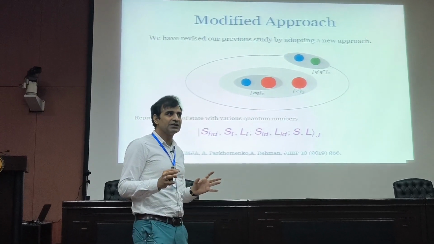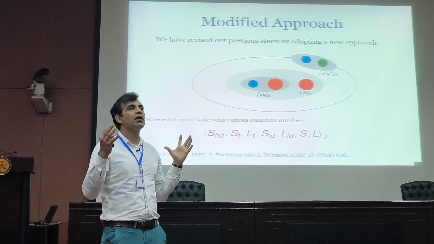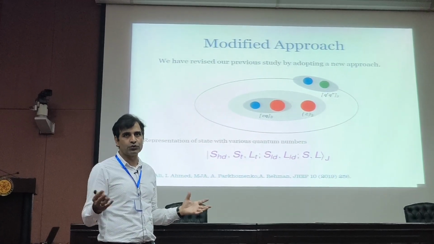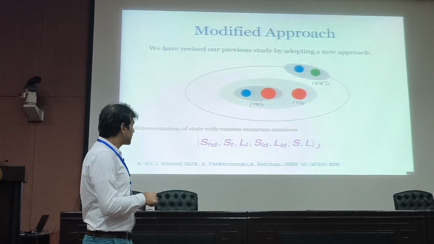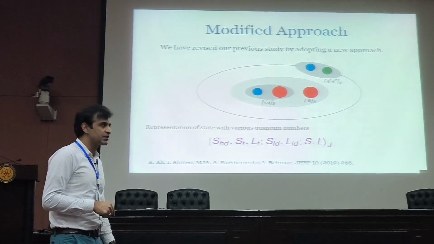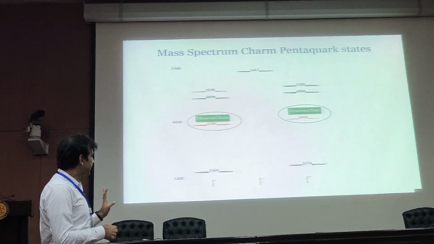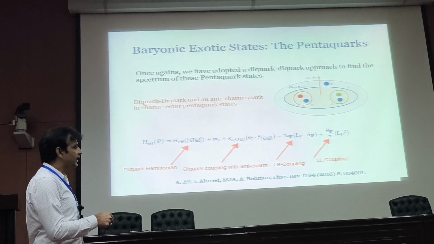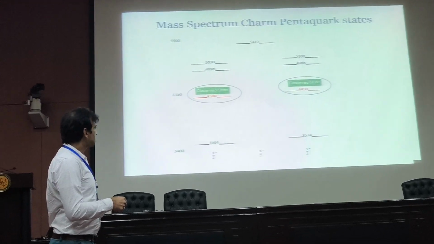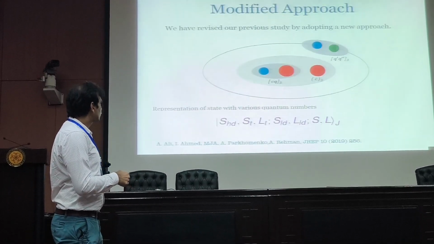So what we have done is, we have slightly modified our model. Because I told you that it is not necessary that you follow one approach. This is the latest approach that is more acceptable now in this spin-spin interaction. Just remember this slide. We have two diquarks and a C-bar outside. Slightly change this one to this one.